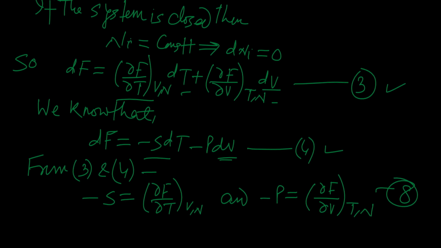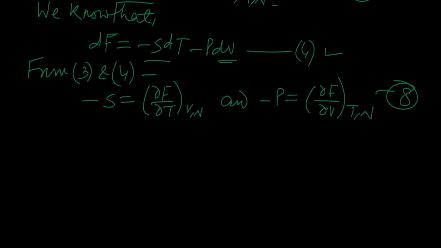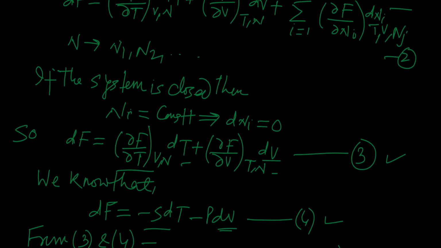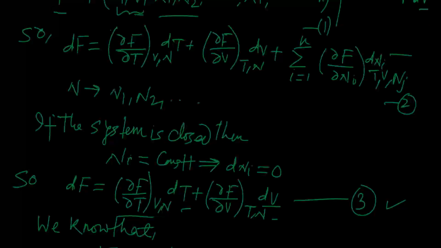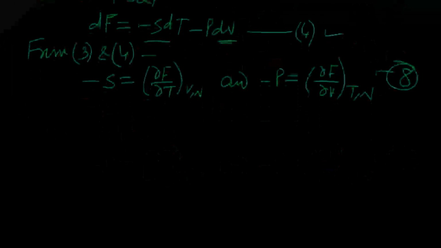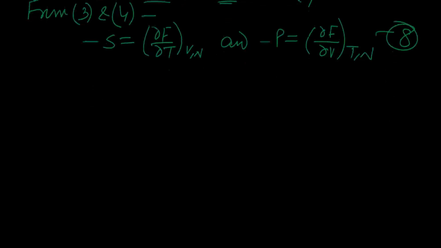Now we introduce a symbol mu i for the partial derivative inside this summation. In equation 2, there is a partial derivative del F by del ni, and we denote this partial derivative by the symbol mu i, which is in fact the chemical potential of the ith component of our system.